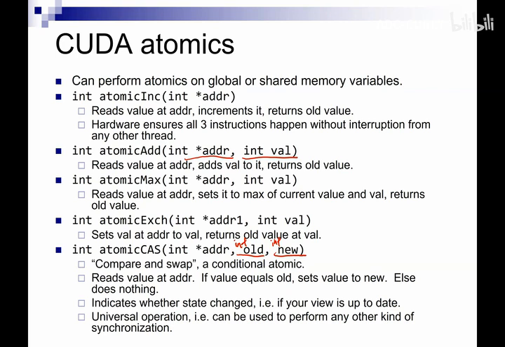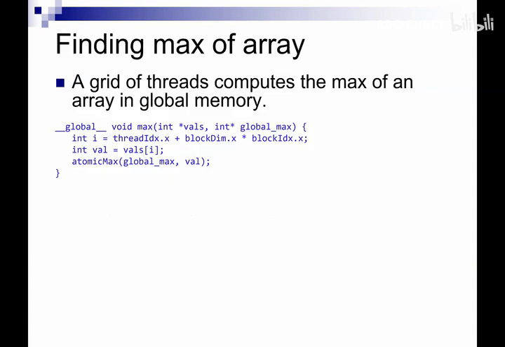Okay, so we have these atomic operations and a few other ones in CUDA. Now let's see how we can use this to solve different problems. The first problem that we'll try to solve is that we're given an array of numbers, and we just want to compute the maximum value in this array in parallel.